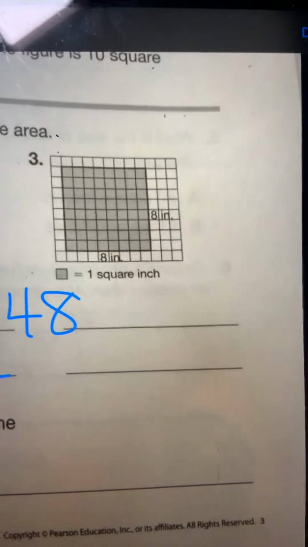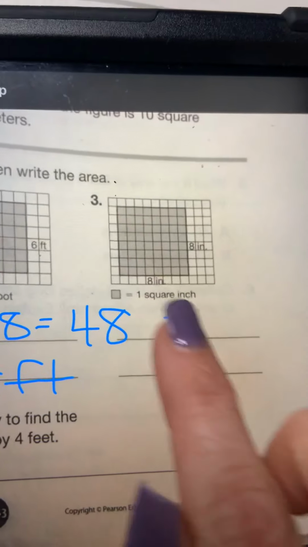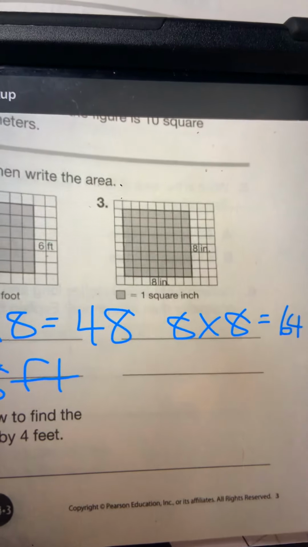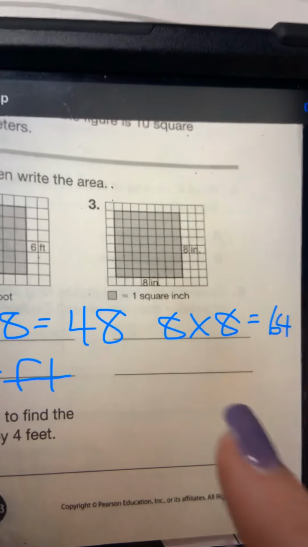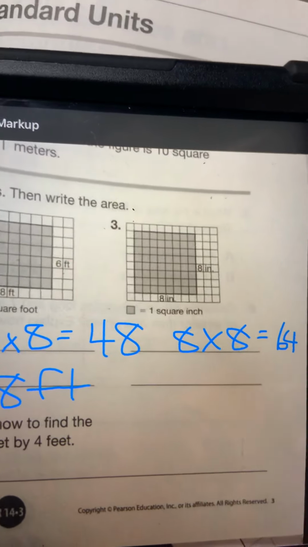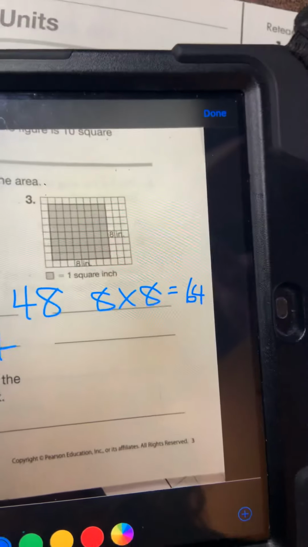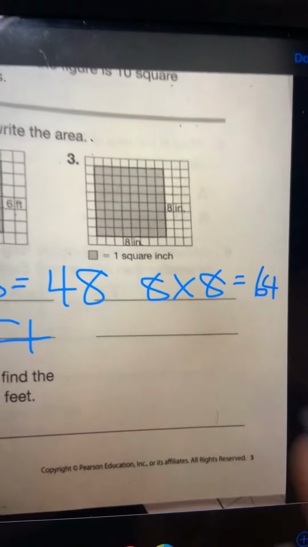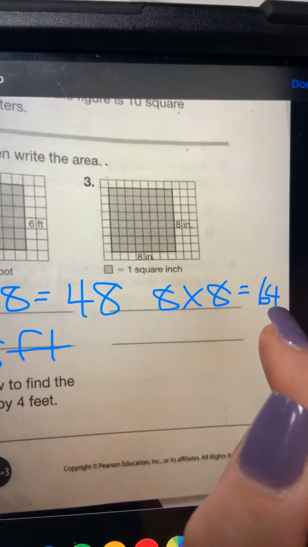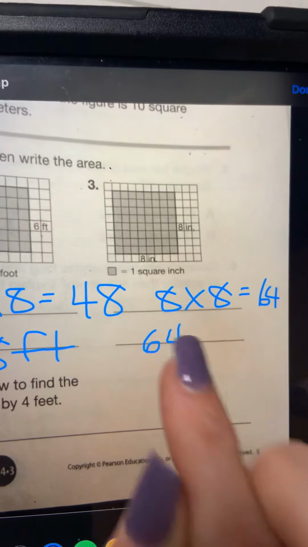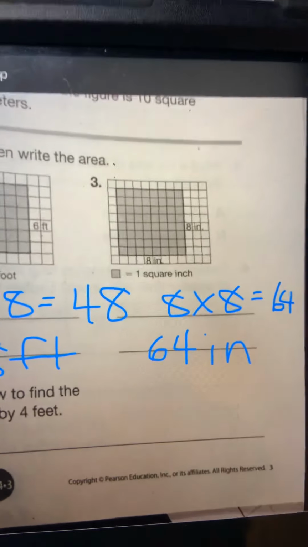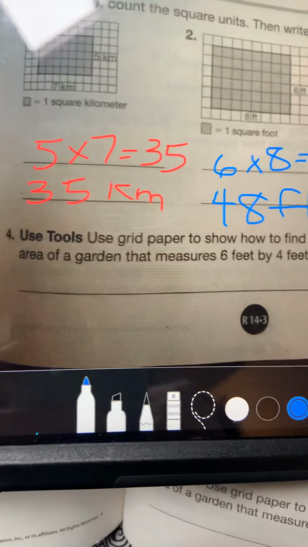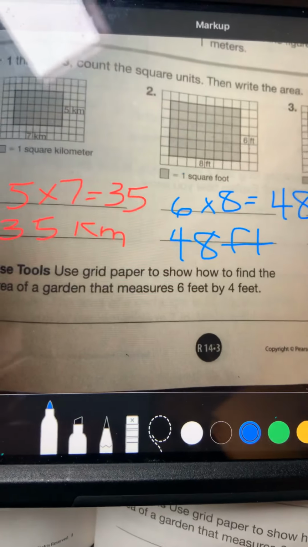How much? Okay, so this one is going to be 8 times 8 equals 64. Okay, now if you didn't know 8 times 8, I wanted you to use one of your strategies to figure out what it was. Probably shouldn't have given you that answer so quick, but I don't just want 64. 64 what? Inches. Okay?